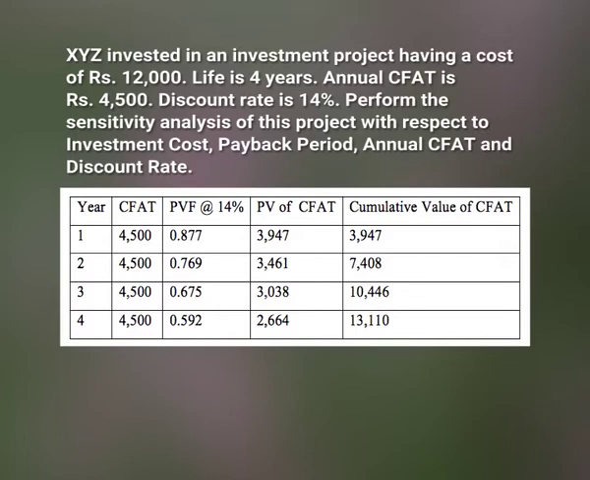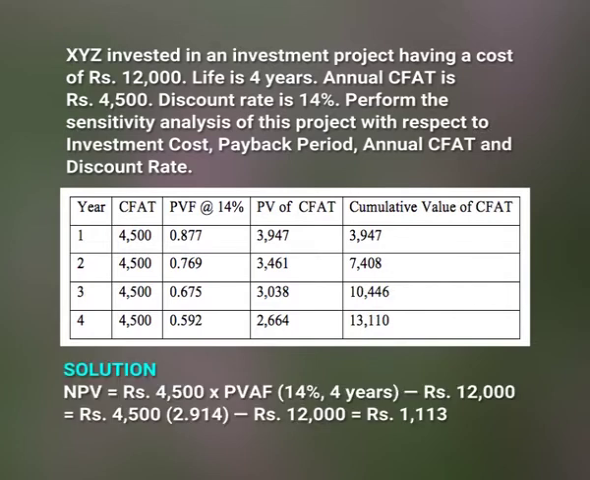XYZ invested in an investment project having a cost of rupees 12,000. Life is 4 years. Annual cash flow after tax is rupees 4,500. The discount rate is 14%. Now, perform the sensitivity analysis of this project with respect to investment cost, payback period, annual cash flow after tax and the discount rate. Now, we can see the solution to the illustration.